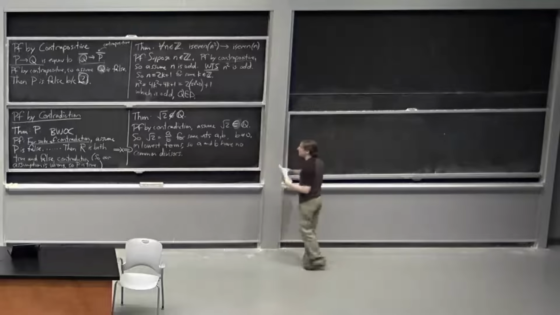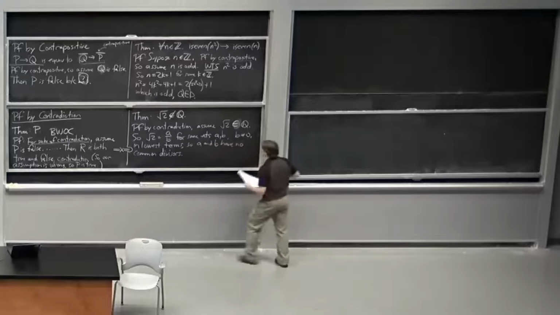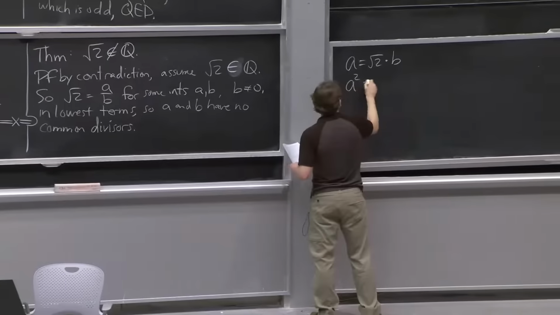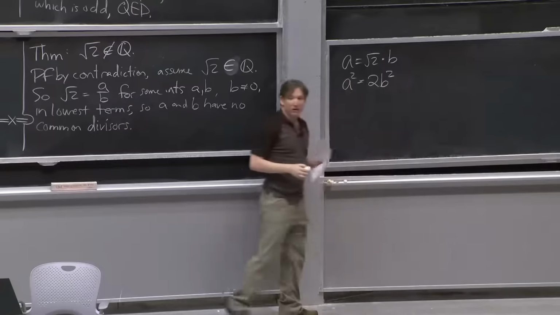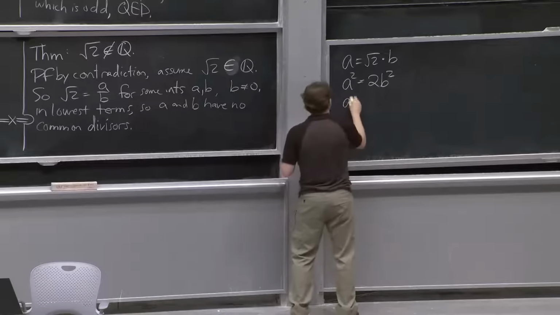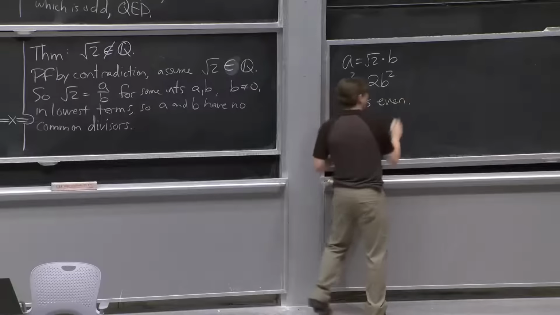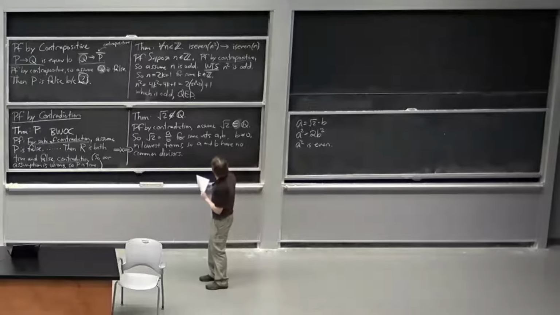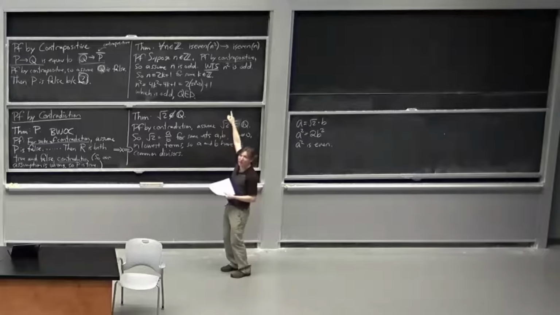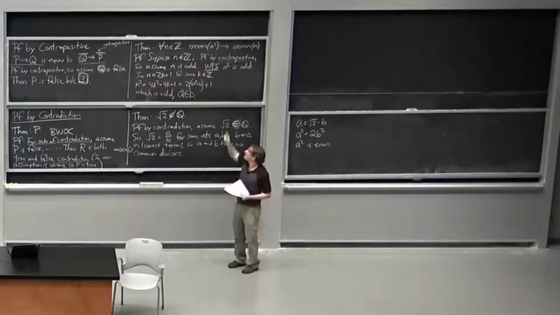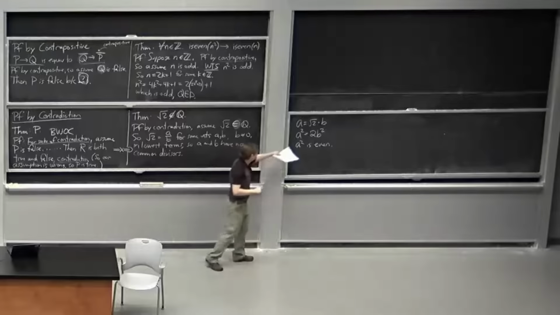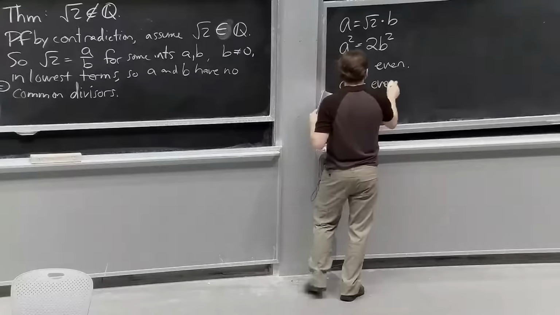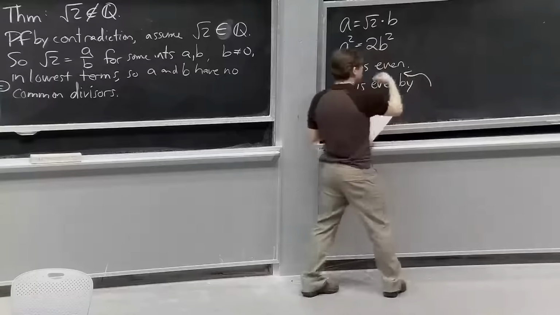So a over b equals the square root of 2 means a equals the square root of 2 times b, which means a squared equals 2b squared, which means a squared is even. And wait, we already proved something about if the square of a number is even, then the number itself is even. It's very convenient that we already have that there. So since a squared is even, this theorem shows us that a is even, by the theorem over there on the previous board.